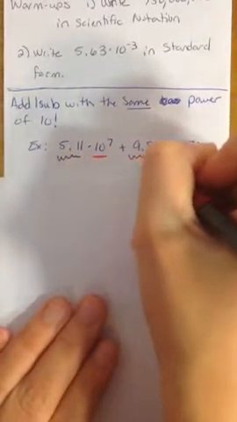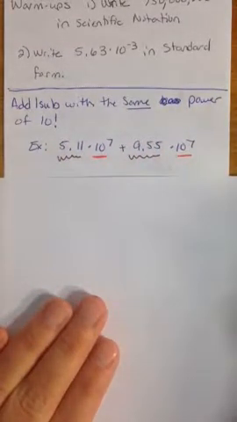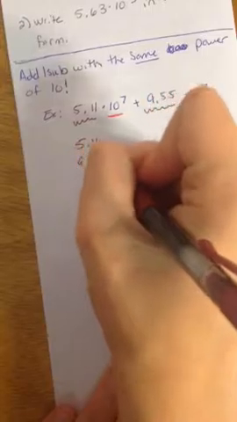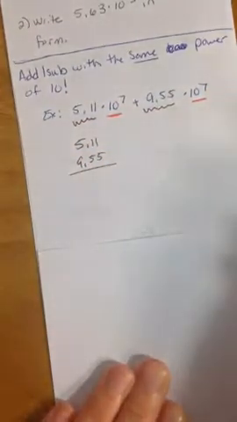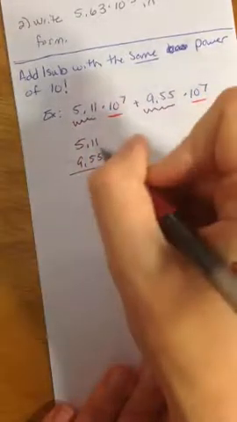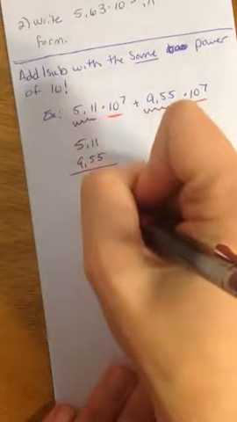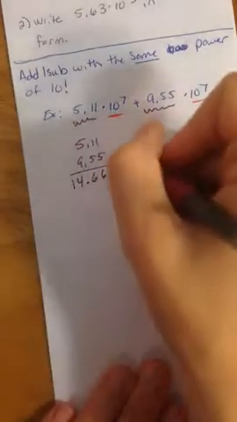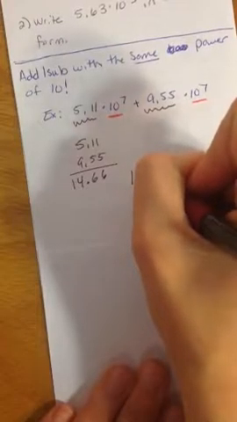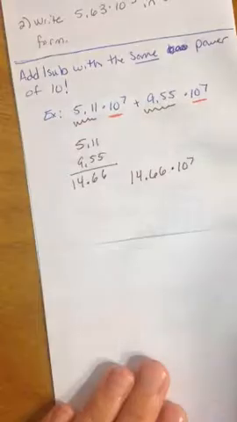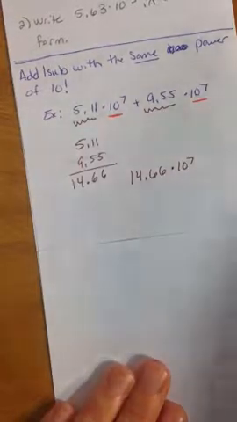Because they're the same powers, the same exponent, I can do 5.11 plus 9.55. If I add those off to the side, remember when you add decimals, you gotta line them up. 1 plus 5 is 6, 1 plus 5 is 6 again. Bring my decimal down. 5 plus 9 is 14. So I have 14.66. And I get to keep the same power. So just add my front numbers and keep the power the same. So it's still 10 to the 7th.